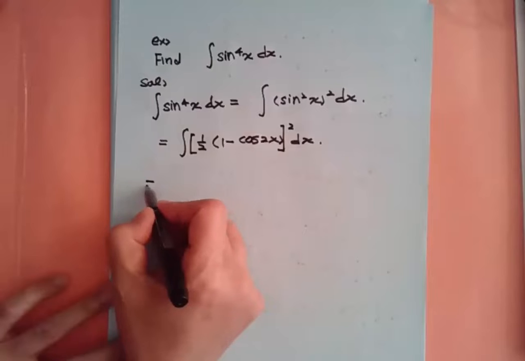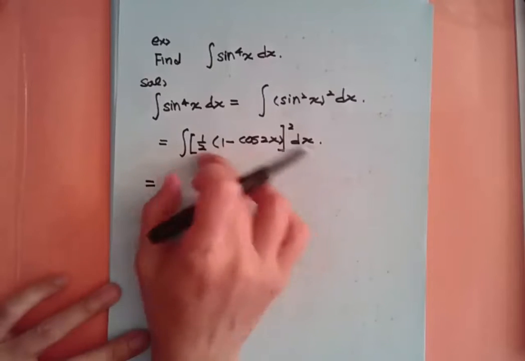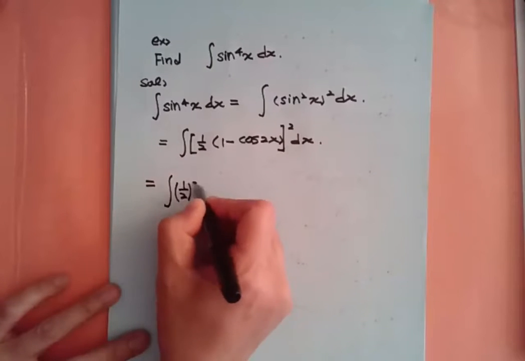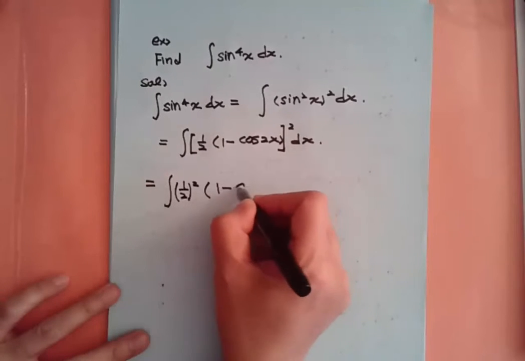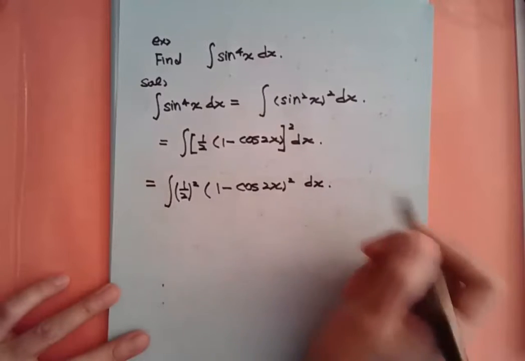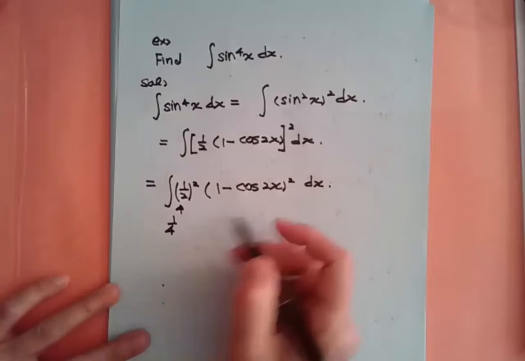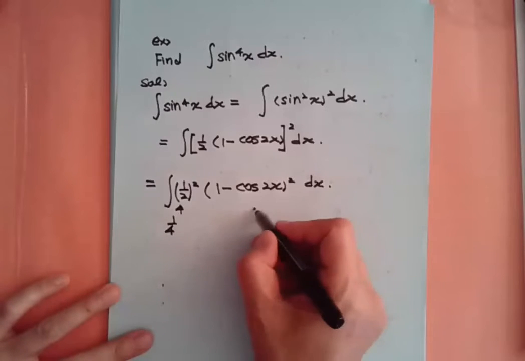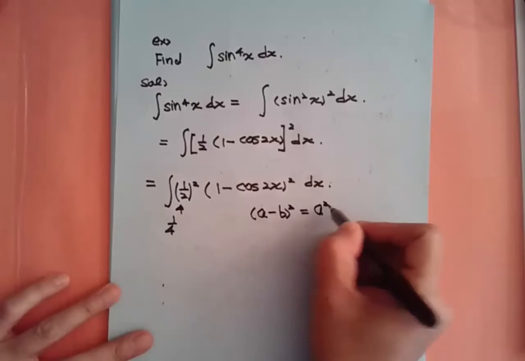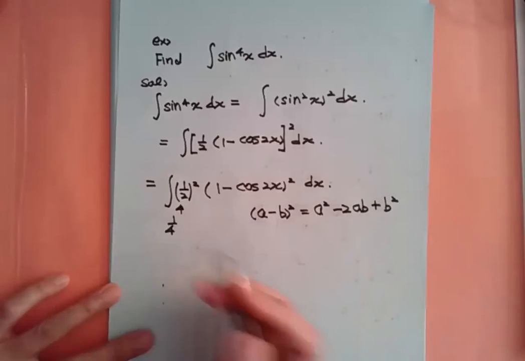Let's just go through all the basic steps. Those are just a squared of something. So 1/2 squared times 1 minus cosine of 2x squared dx. So this one becomes 1/4. And then to expand this part, we will use a minus b squared equals a squared minus 2ab plus b squared, or you can use FOIL.